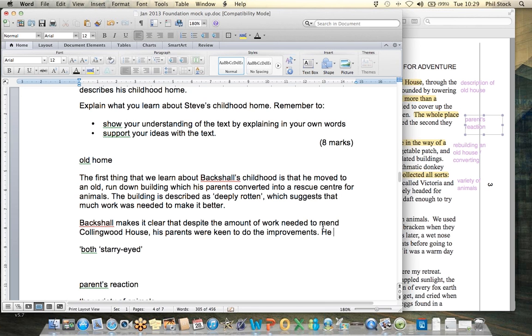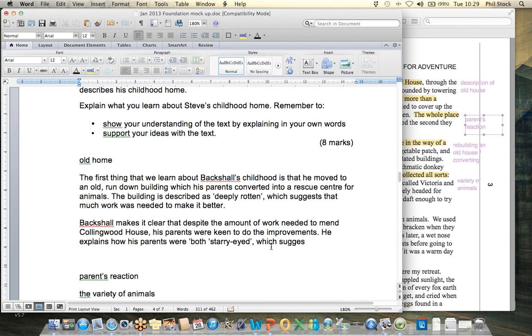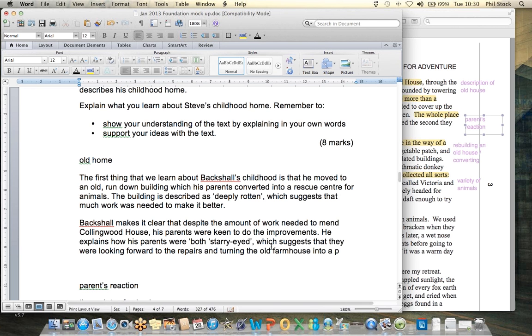He explains how his parents were both starry-eyed, which suggests that they were looking forward to the repairs and turning the old farmhouse into a place to look after animals.